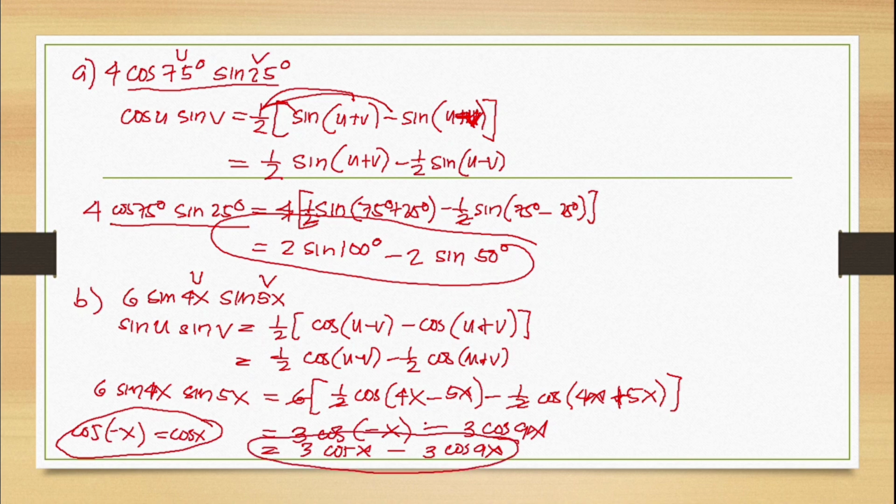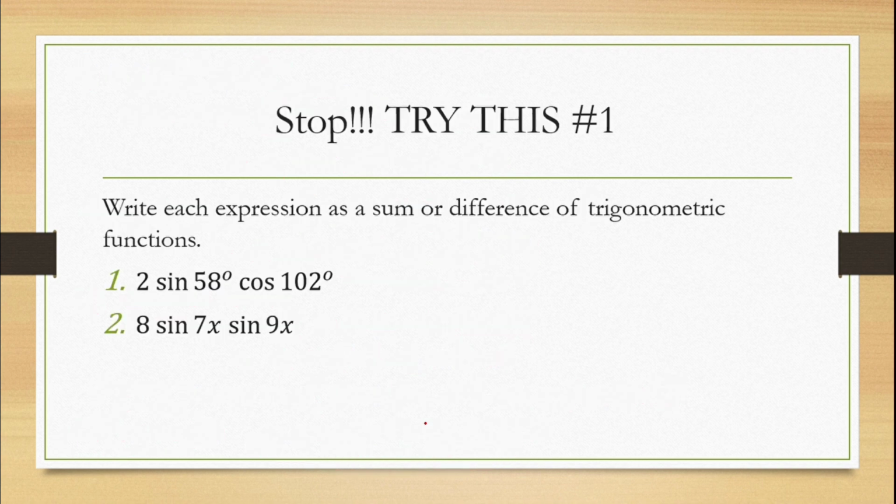So we are done with problem number 1. At home, please try this. Stop for this part. Write each expression as a sum or difference of trigonometric functions: 2 sine 58 degrees and cosine 102 degrees, and 8 sine 77x and sine 9x. Try this one at home. So moving on to problem number 2.